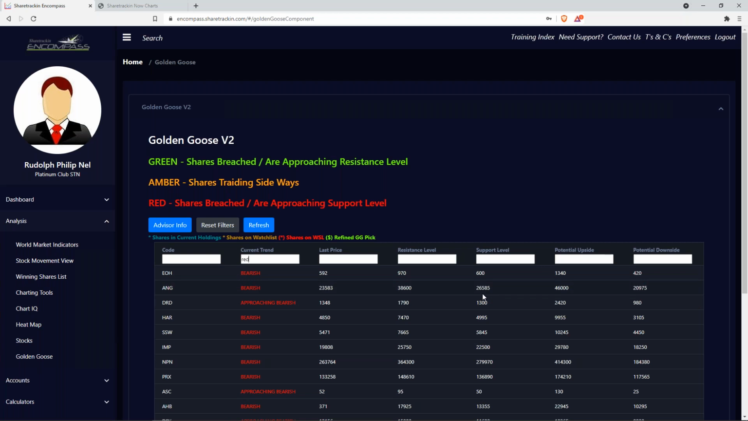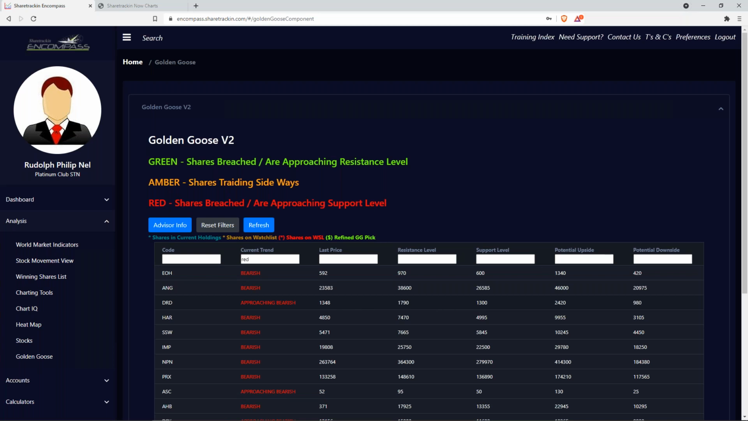So the potential downside is what I'm going to look at then. So it might reach 209 rand and 75 cents. So then I'm trading down instead of up. If it's approaching the bearish, it means that it's basically approaching your support level. So you can see that this price is still greater than your support level price.